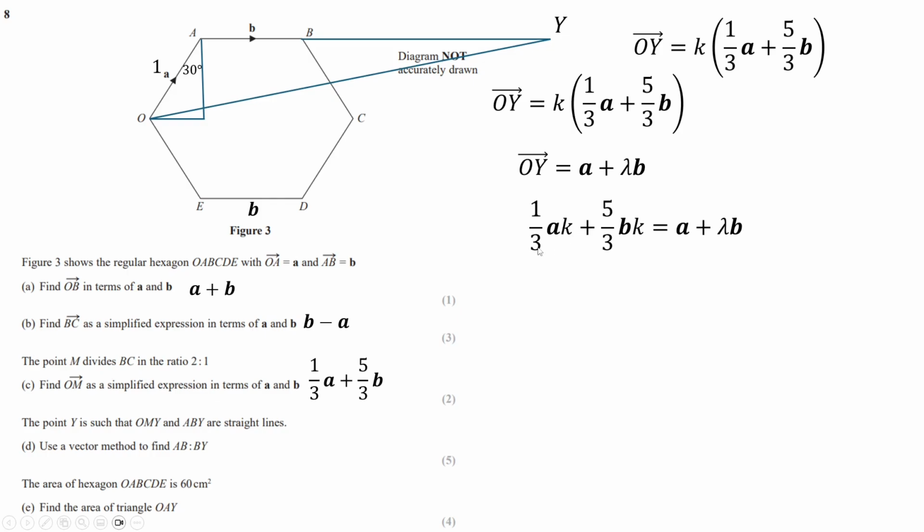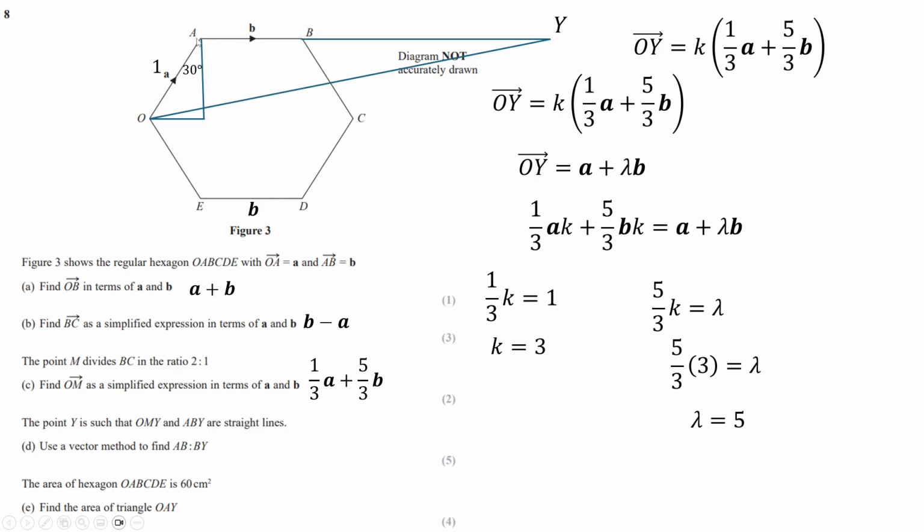What equating coefficients means is just looking at the numbers next to whatever you're looking for. So if we equate coefficients by looking at A, we have a third K equals 1, because the coefficient here is just 1. So K equals 3. Now looking at B, we have 5/3 K equals lambda. We know K is 3, so lambda equals 5.